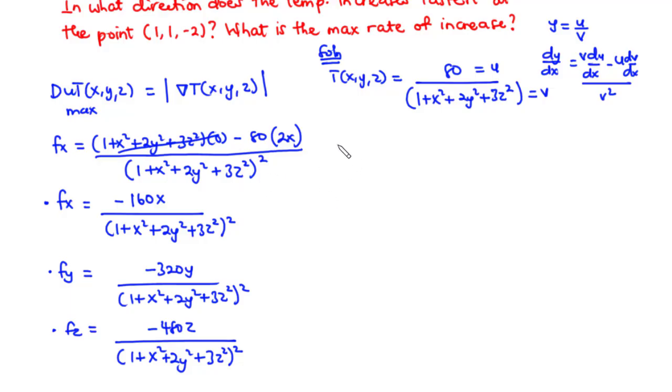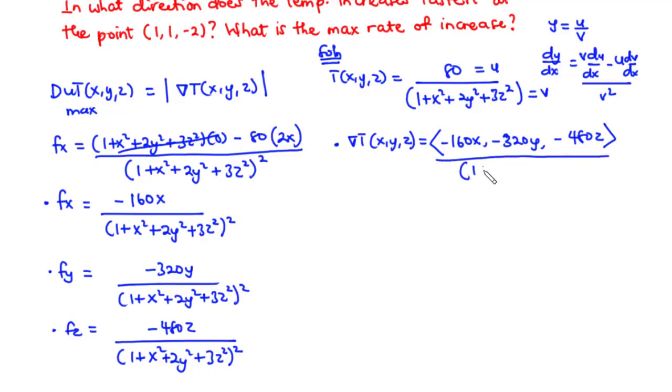Then we have the gradient of the function T of x, y, z to be equal to negative 160x, negative 320y, and then negative 480z, all divided by 1 plus x square plus 2y square plus 3z square all square.